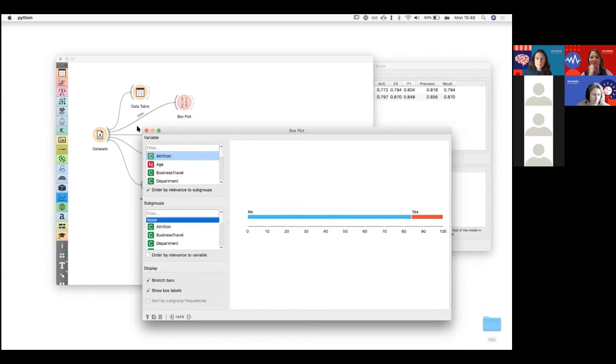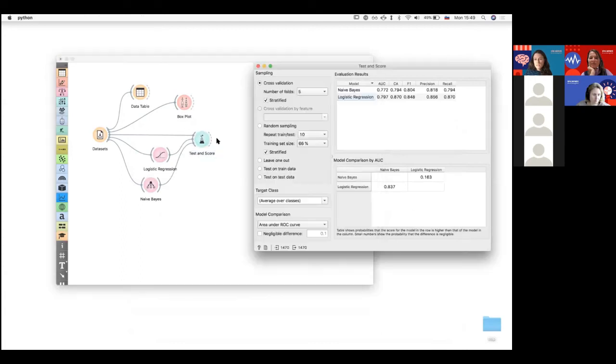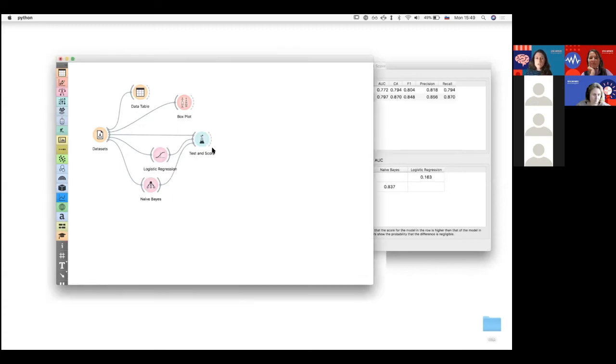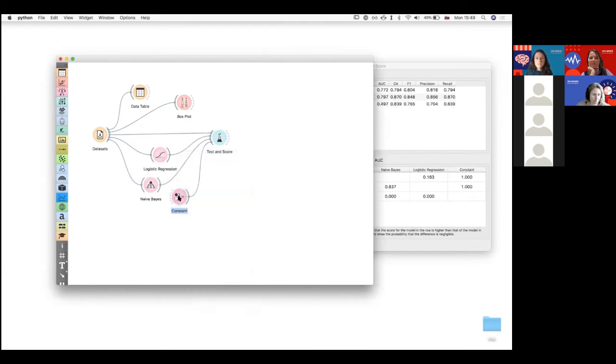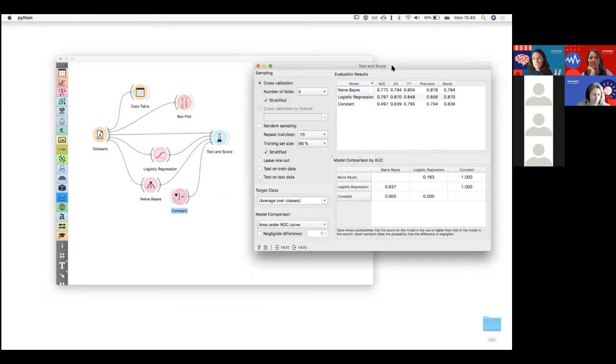So I hope this is clear, but just by knowing how many people leave in general, I already have a baseline classifier. I know that if I randomly say to 16 people out of 100, you are going to leave, and the other 84, you won't, I will be at approximately this classification accuracy. So this is not very good. And classification accuracy should always be measured against what we call the constant.